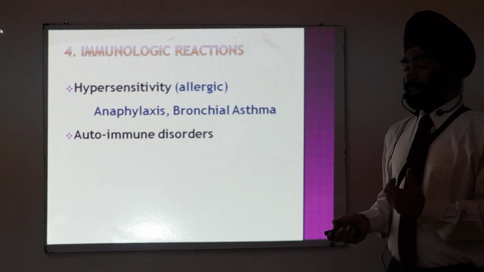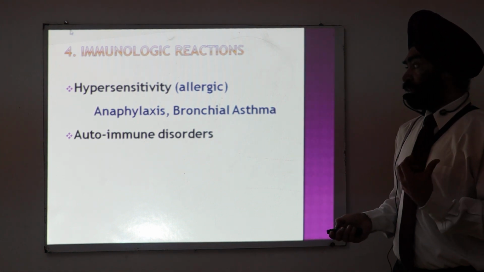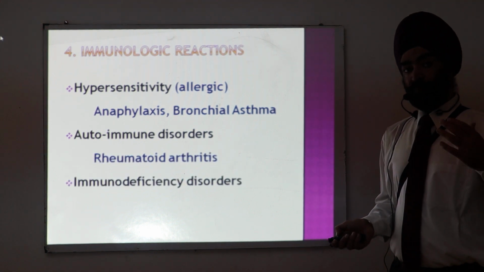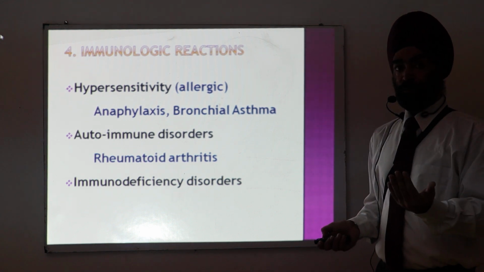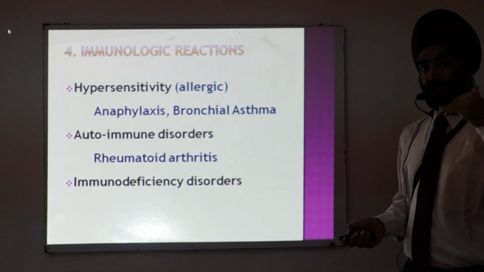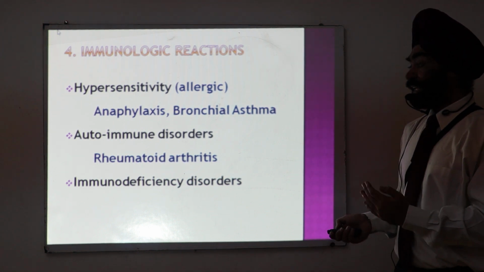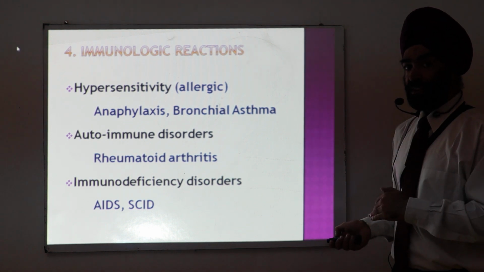Now, the second kind: when the immune system starts targeting my own body, autoimmune diseases like rheumatoid arthritis. Then, if the immune system gets depressed: first I told you the excessive activation of the immune system can produce allergies, but if the immune system is very down, it can produce immunodeficiency diseases like AIDS and SCID. These are because of the deficiency of the immune system.